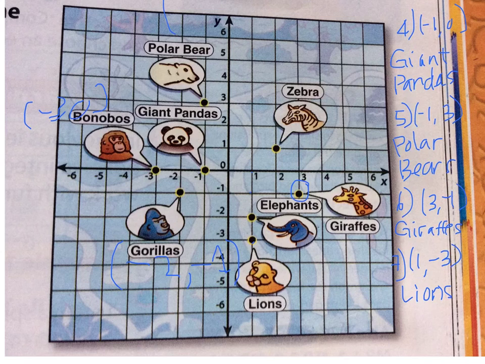Awesome. Thank you. And then we have number 10, which is zebras. Naomi, you want to do that for us? I was gonna ask what are bonobos? They're a type of monkey. Oh, cool. Zebras. So 2, 1. Awesome. You could do it above zebra.